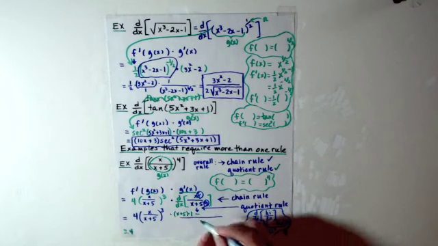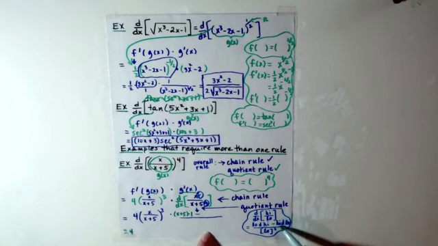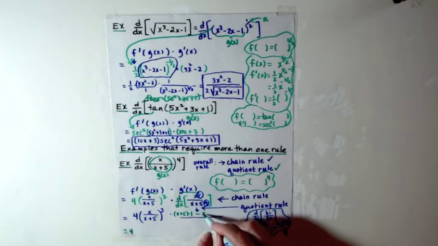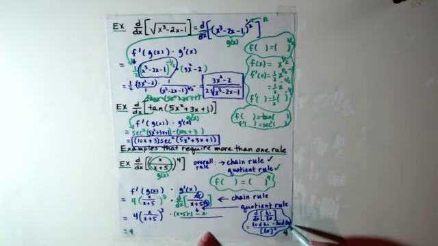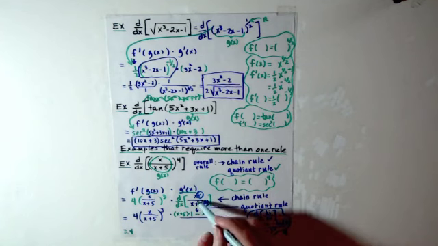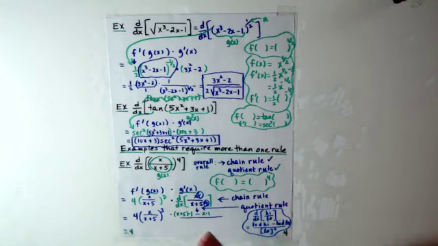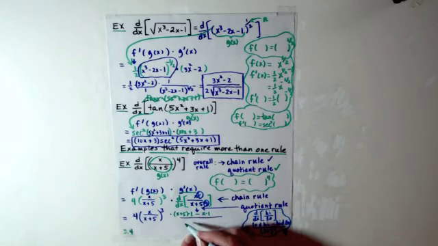Then I subtract off the higher function times derivative of the lower function. So the original higher function is x, and I multiply by derivative of the lower function. The derivative of x plus 5 would just be 1 plus 0, or 1. And then I divide the whole thing by the lower function squared. So I'm going to divide by the original lower function, x plus 5, quantity squared.